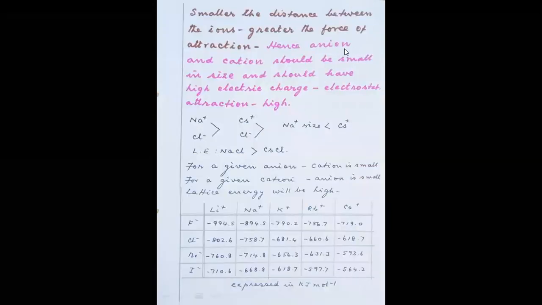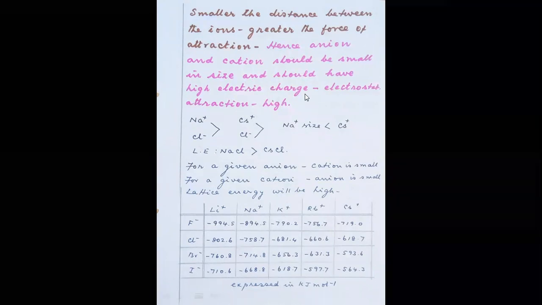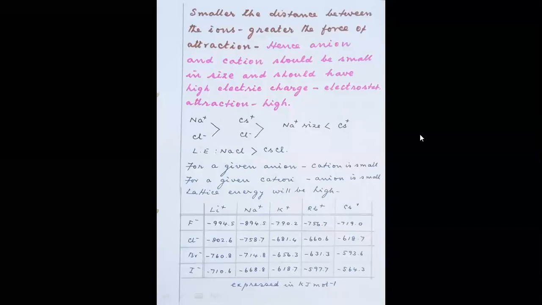Now, smaller the distance between ions, greater the force of attraction. Hence, the anion and the cation should be small in size and should have high electric charge. That will result in high electrostatic attraction. Now look here, this particular point you should understand. The size and the charge put together is called charge density. Charge density is the charge divided by size.